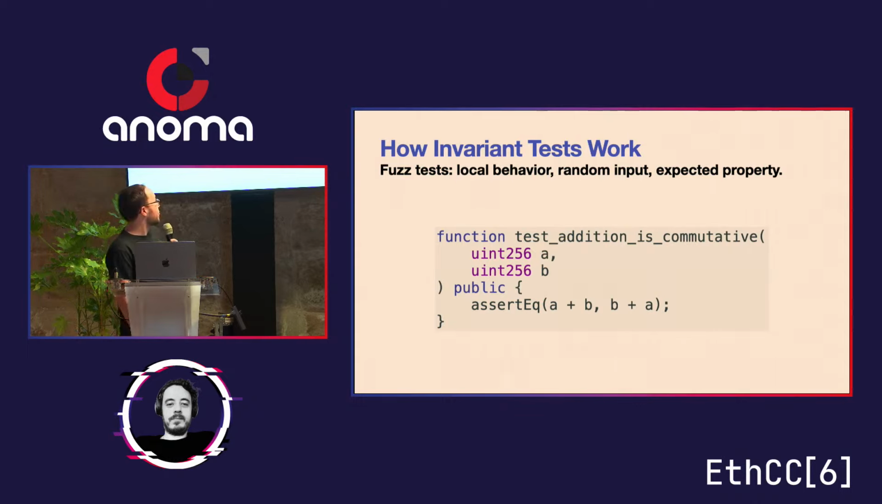In this case, we're still testing addition in this code example, but here we're testing that addition is commutative, right? So pick a random value for A, pick a random value for B, and we're going to assert that A plus B is equal to B plus A. When the fuzzer runs, it's going to generate many random concrete inputs for this test. It's going to verify that the property we've defined here holds for each one of those inputs.